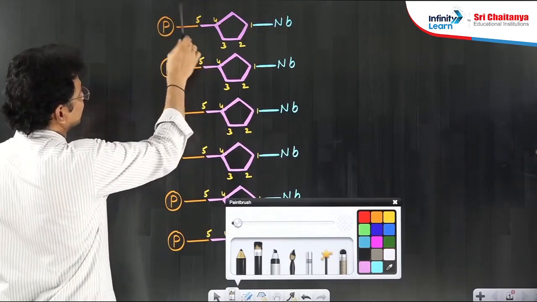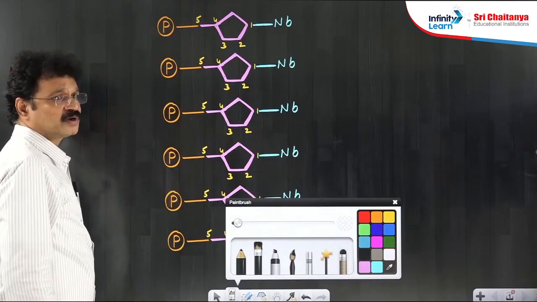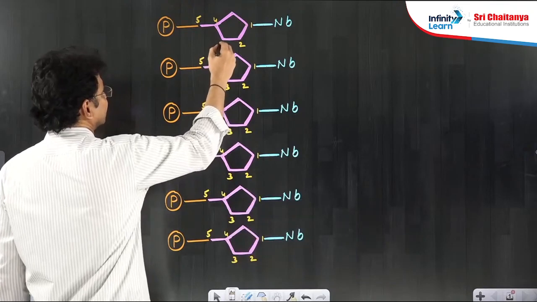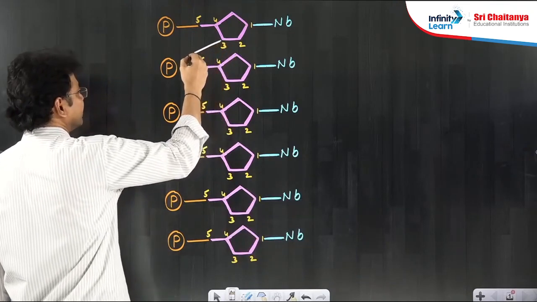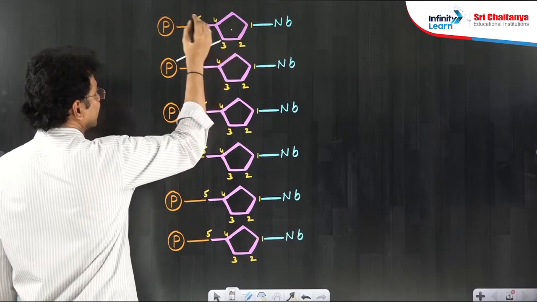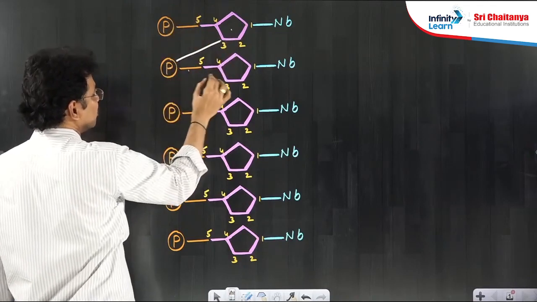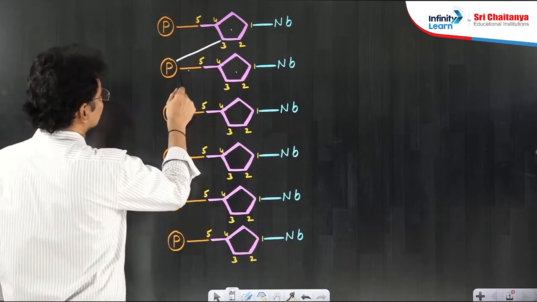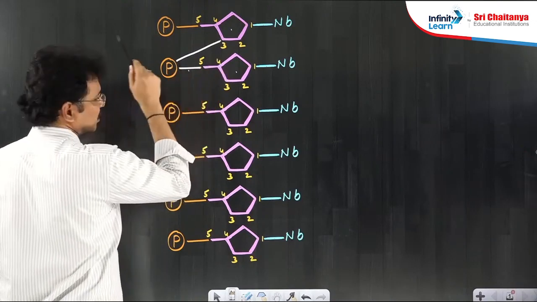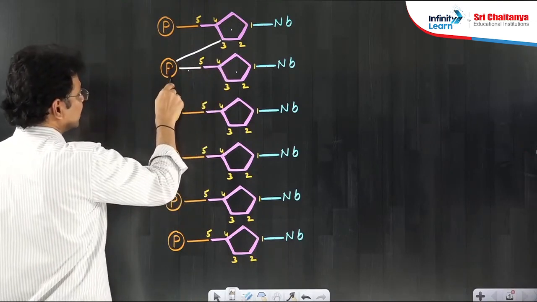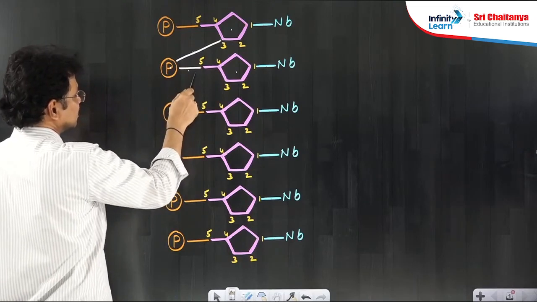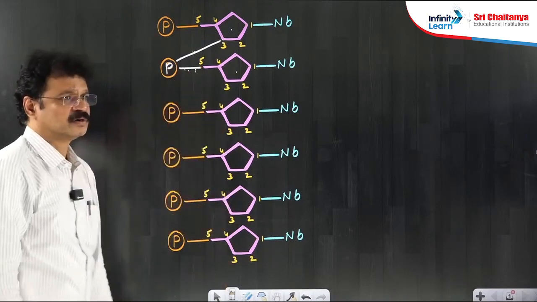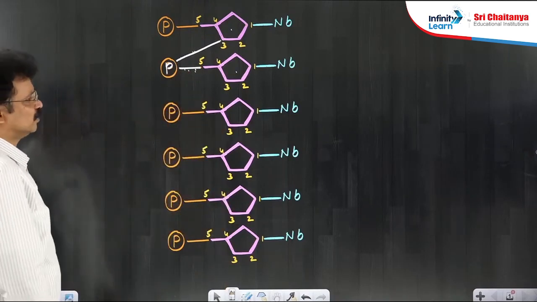Already one phosphoester bond exists between phosphate and the fifth carbon of the sugar molecule. One more phosphoester bond is formed. That ester bond is present between the third carbon of one sugar and the phosphate belonging to another nucleotide. Already the existing phosphoester bond, and the newly synthesized phosphoester bond. One phosphate is able to make two types of ester bonds. Now both the esters with phosphate together are called a phosphodiester bond. It is a phosphodiester bond.